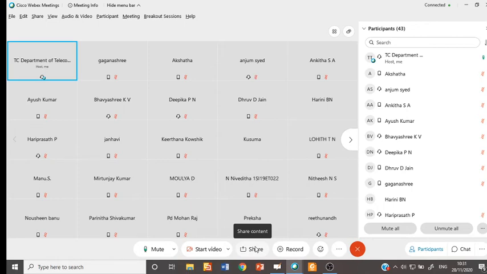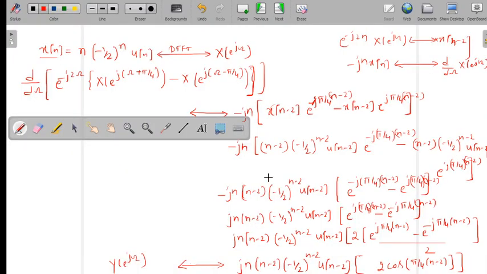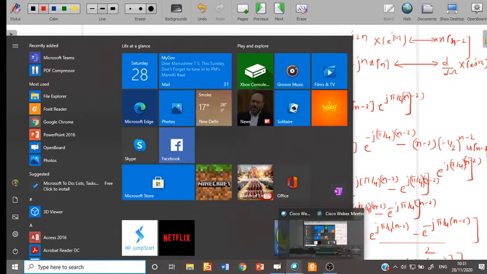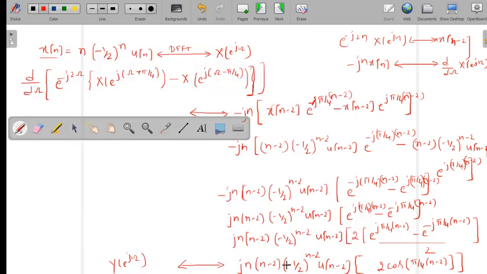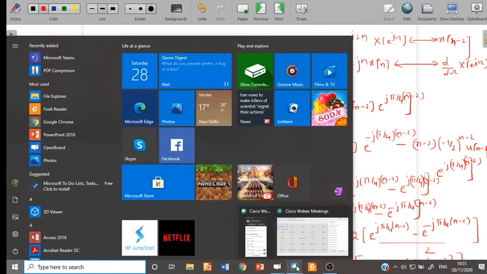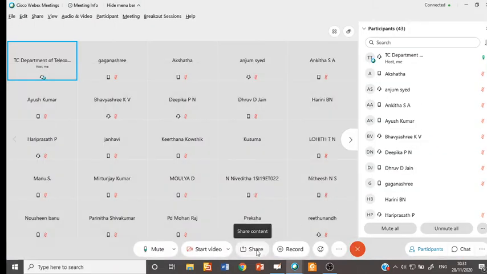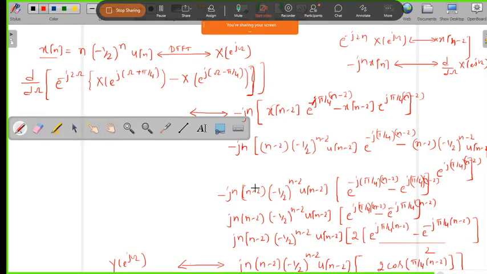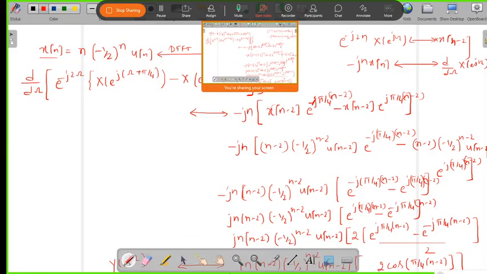So this is about the DTFT. Now we'll move on to another representation. Till now we have done the representation of the non-periodic discrete time signal. Now we'll do the non-periodic continuous time signal, so that corresponding representation will be called the Fourier transform, or you can call it the continuous time Fourier transform. In general we will call it the Fourier transform.